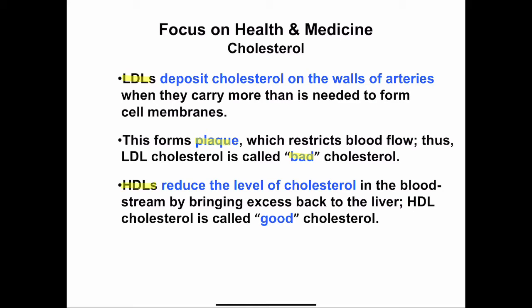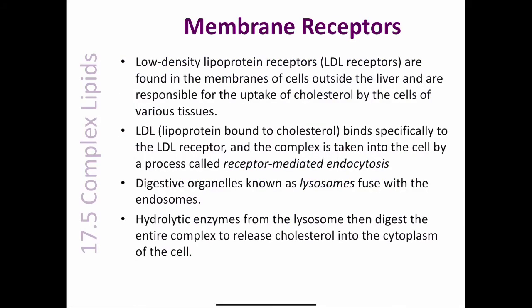HDL, or high-density lipoprotein, reduces the level of cholesterol in the bloodstream by bringing the excess back to the liver where it can be metabolized. HDL is what we call the good cholesterol. Chylomicrons are aggregates of triglycerides and protein that transport dietary triglycerides to the cells throughout the body.